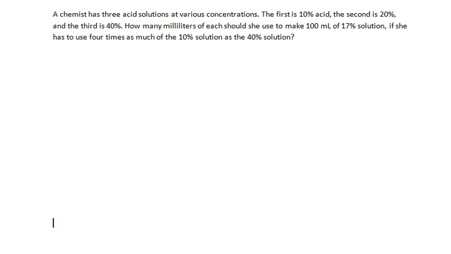A chemist has three acid solutions at various concentrations. The first is 10% acid, the second is 20% acid, the third is 40% acid. How many milliliters of each should she use to make 100 milliliters of 17% solution? If she has to use 4 times as much of the 10% solution as the 40% solution.